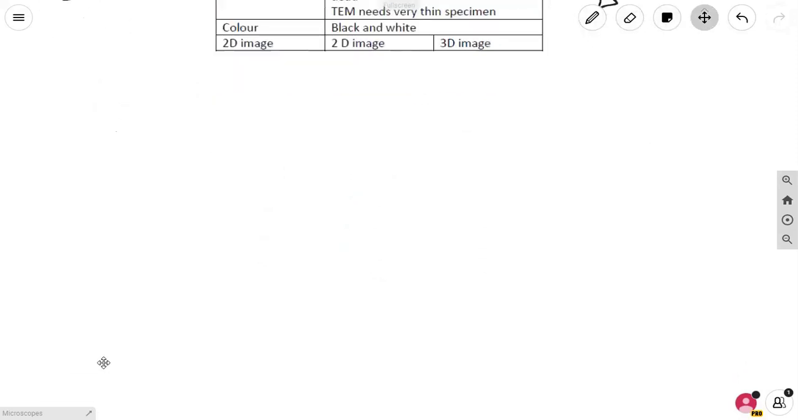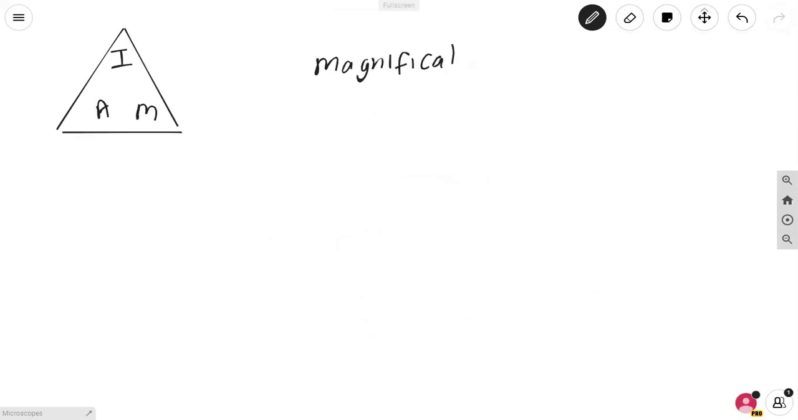So the last thing I want to look at in this particular video is the idea of the magnification calculation. Now, you've come across that at GCSE with the triangle I AM, where magnification equals image size over actual size. Now, the important thing at A level is we're going to start to play around quite a lot with the units. You need to be able to convert your units from one to another.